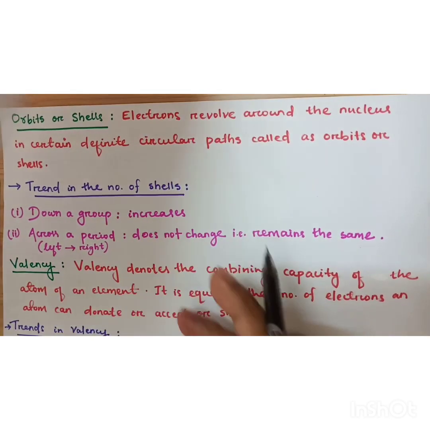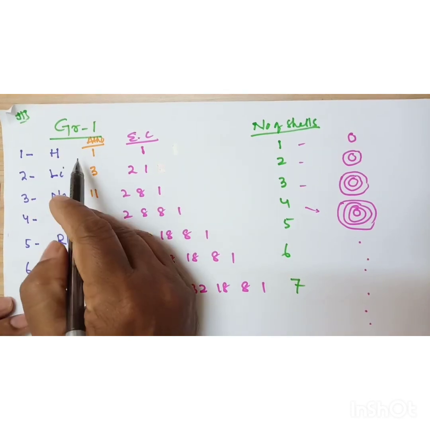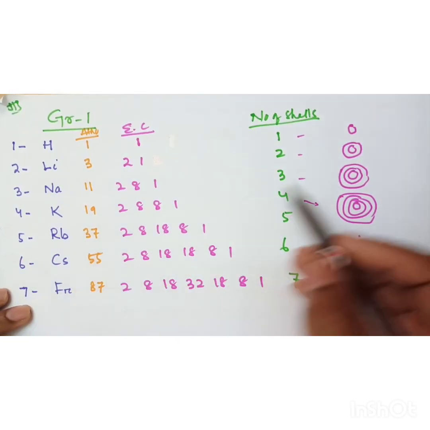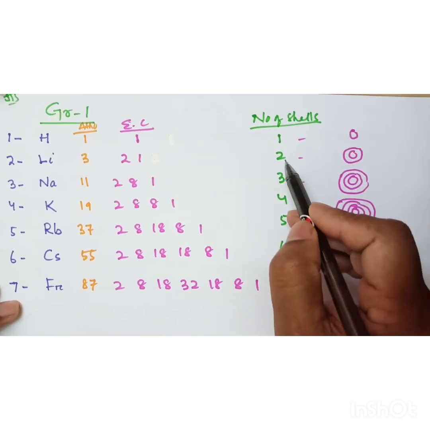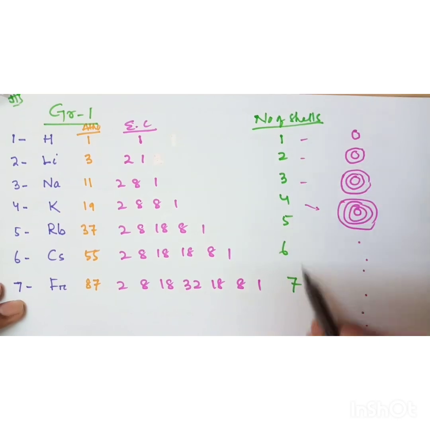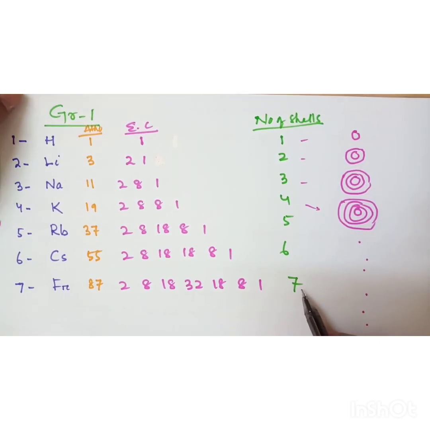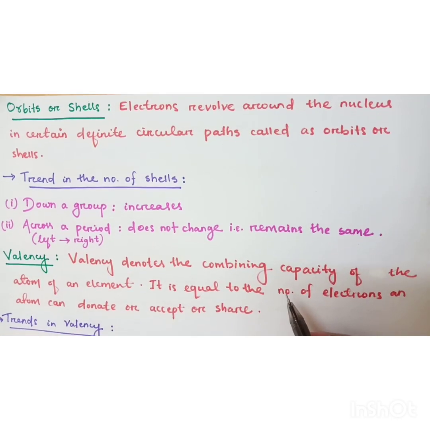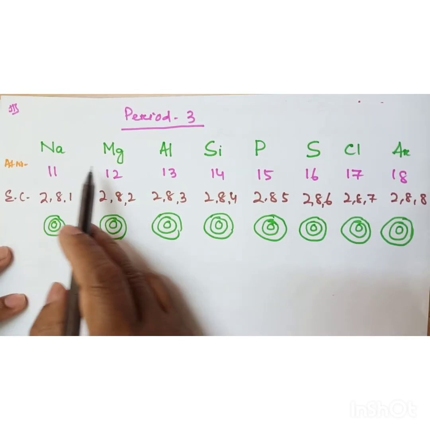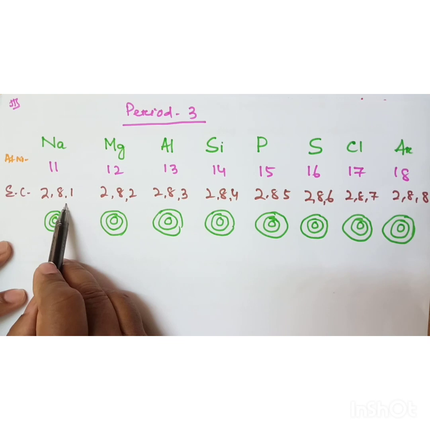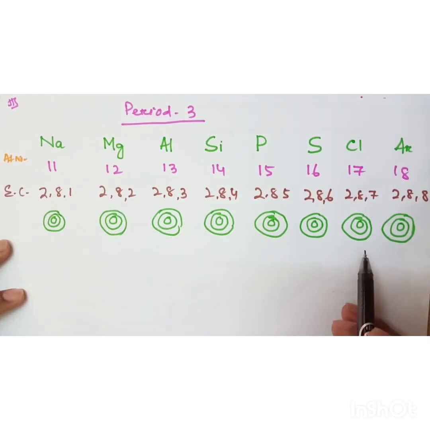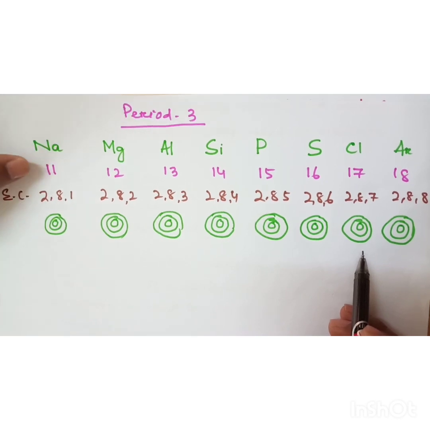So you see one example. Down a group, you take group 1, suppose. See, down a group what happens? First 1 shell, second 2 shells, 3 shells. So the number of shells increases down a group. And in a period, what happens? You consider one period, that is the third period: sodium, magnesium, aluminum. See, here 3 shells, here 3 shells, here 3 shells. So the number of shells remains the same along a period from left to right.